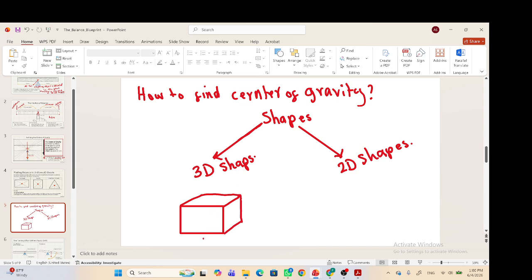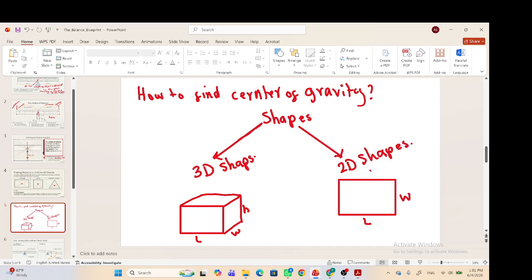Okay, so this is a cube. This cube has length, width and height. This is called a 3D shape. And we have 2D shapes. A 2D shape means that we have only 2 dimensions, for example, this is the length and this is the width.